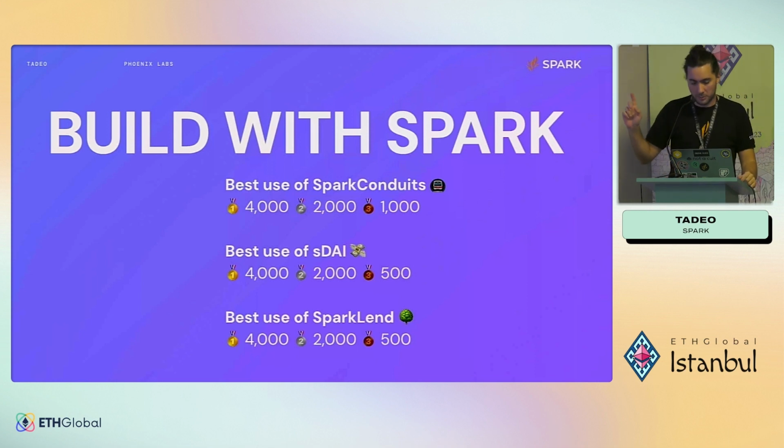Just a reminder of the bounties. And now is there any questions on this point? If not, I'm going to talk a little bit about the conduits themselves. No takers? Cool. I'll get a little bit into this.